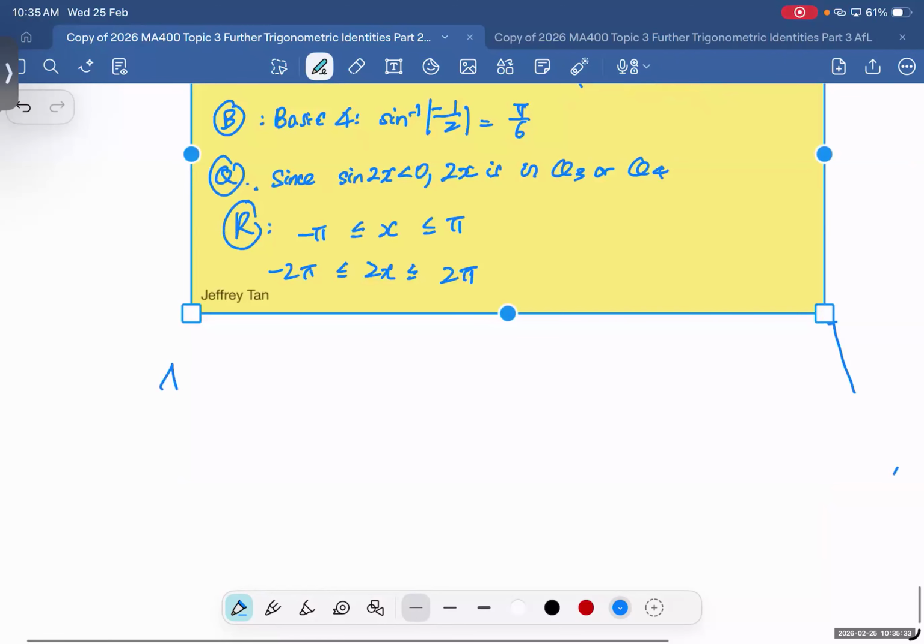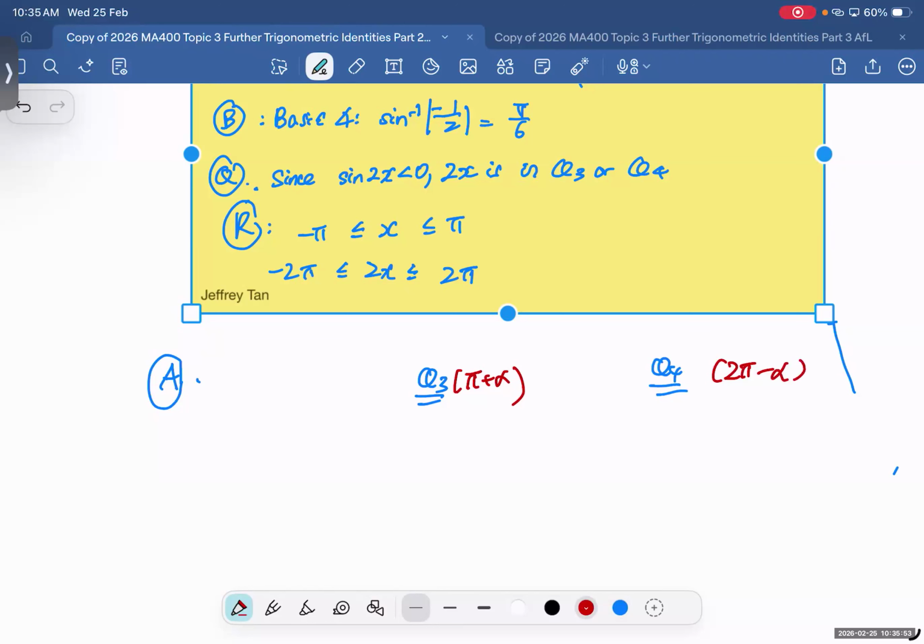Okay. Now, next one, I go to A. What is A? So I say, okay, quadrant 3, quadrant 4. Look at the answer. If it's quadrant 3, yesterday I asked you the same question and you were able to tell me it must be pi plus alpha. If it was quadrant 4, the answer must be 2 pi minus alpha. If my range is big, I get to go to the same quadrant a few times. So pi plus pi over 6 is 7 pi over 6, and 2 pi minus pi over 6 is 11 pi over 6. But don't forget, look at your range.